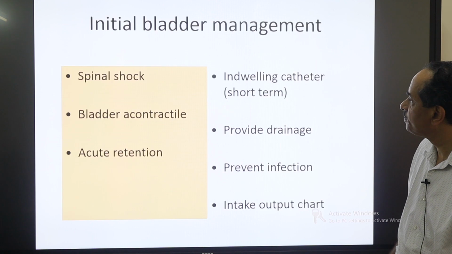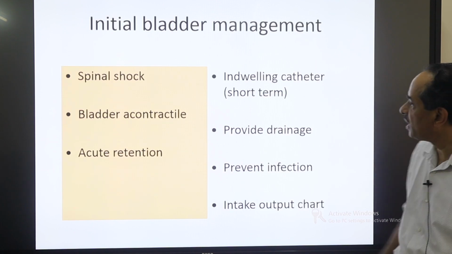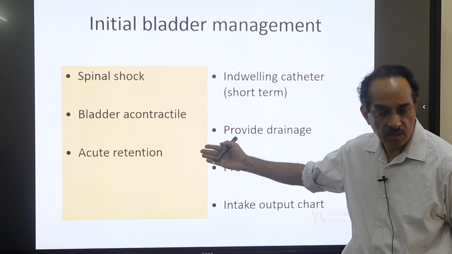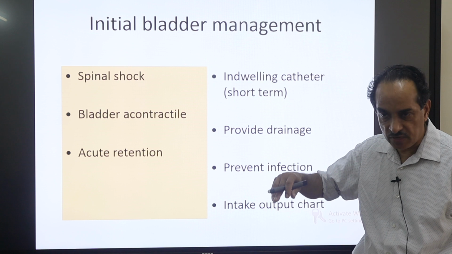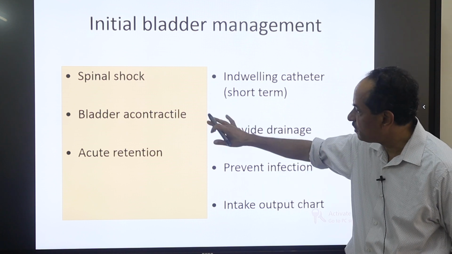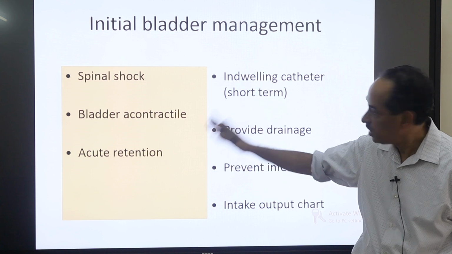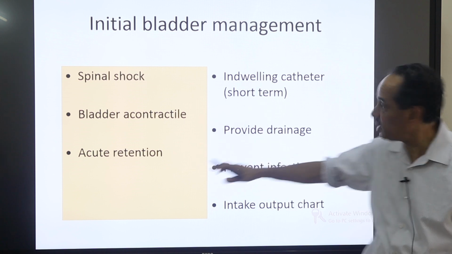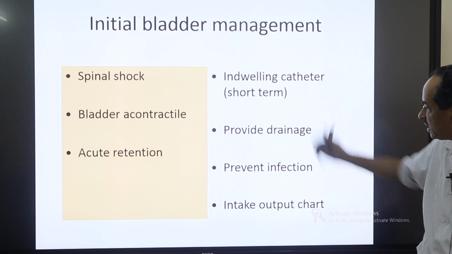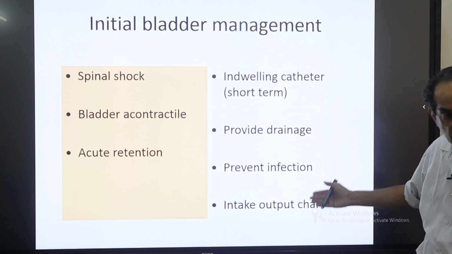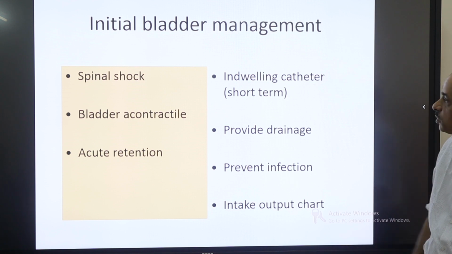Next one. So, initial bladder management in spinal shock. What do you do? In spinal shock, what is the definition of spinal shock? An isolated spinal segment devoid of reflexes. So in spinal shock, the bladder is acontractile. So in the initial situation, there is acute retention of urine. Again, low pressure storage, so an indwelling catheter to provide drainage and prevent infection, and see whether the input is adequate. Next one.